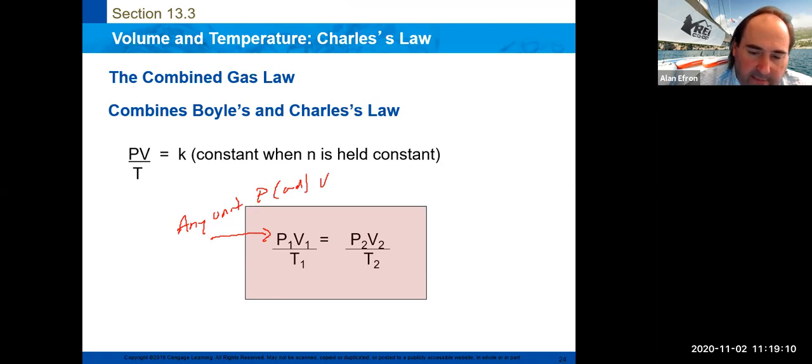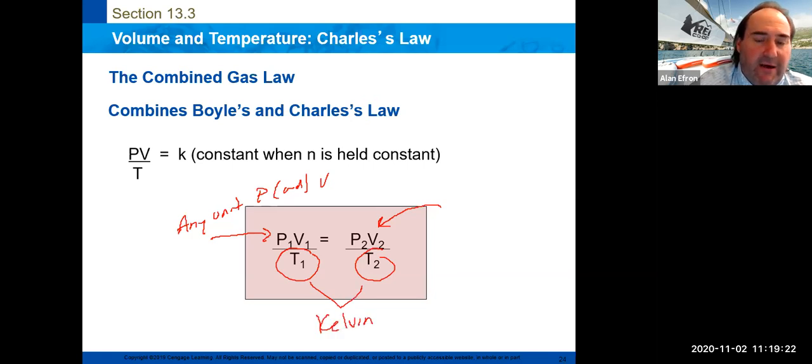As long as, like everything else, they're the same on both sides. So they do need to be the same on both sides. Temperature, just like any other gas law, needs to be in Kelvin. Yeah, so these guys, again, need to be in Kelvin. Pressure could be any unit you like. And again, our volume could be any unit you like as long as they are the same on those of those.